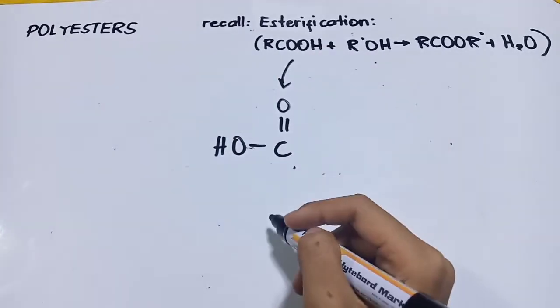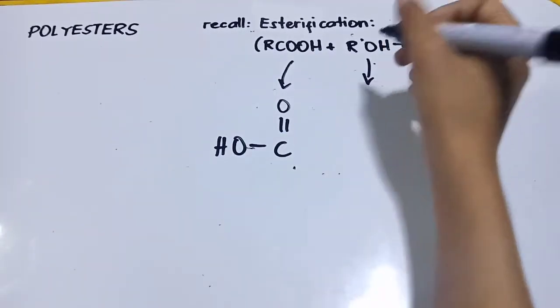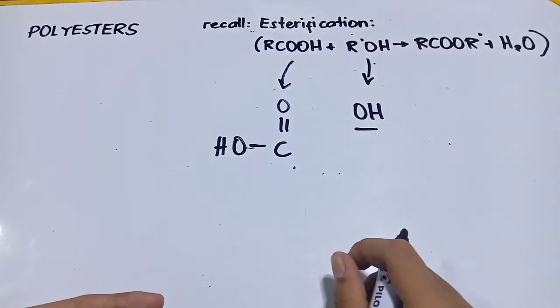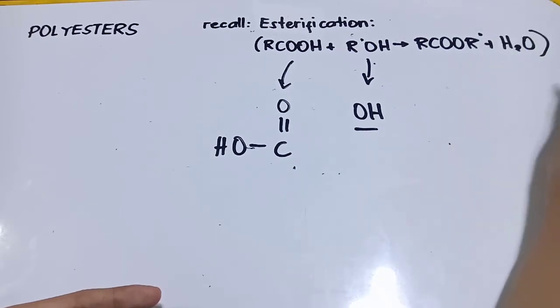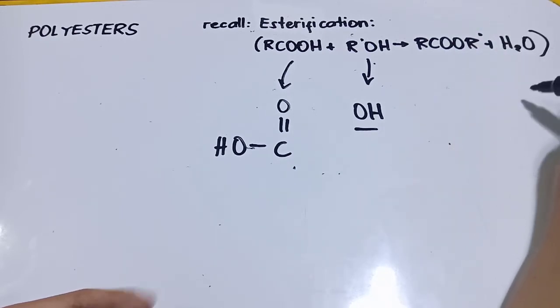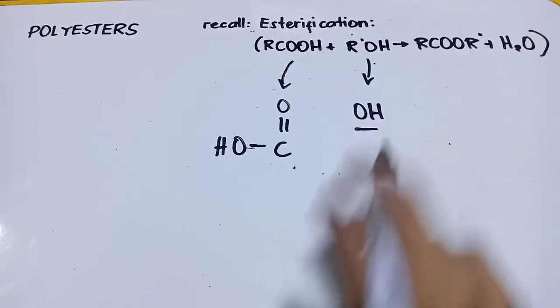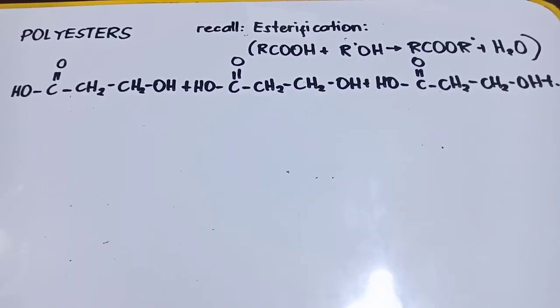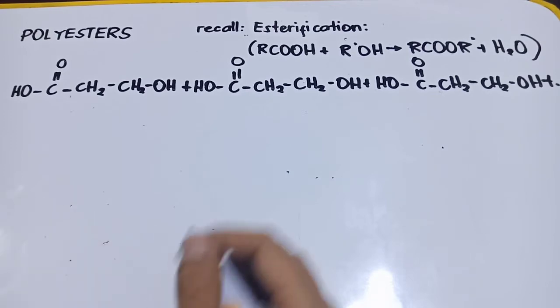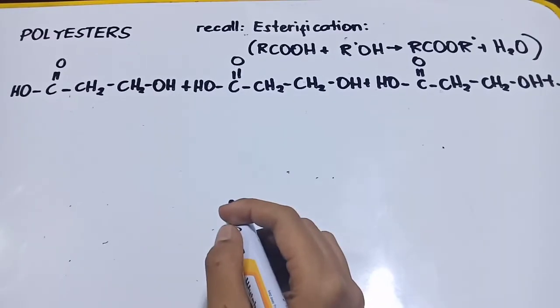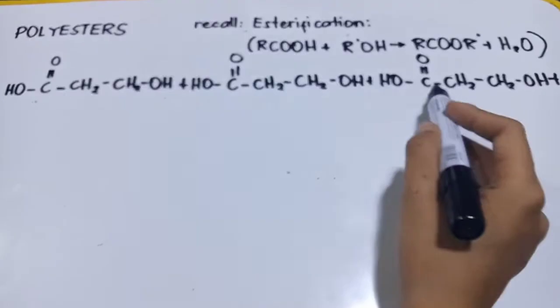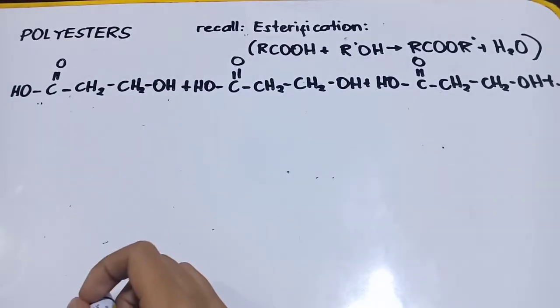This is a carboxyl group. And the hydroxyl group, we have this. This is a hydroxyl group. And ester linkages plus water is the product of esterification. Now we have here an example. The first thing we need to do is to check if there are a carboxyl and a hydroxyl group. Since we have the carboxyl and hydroxyl, we can continue finding the product.